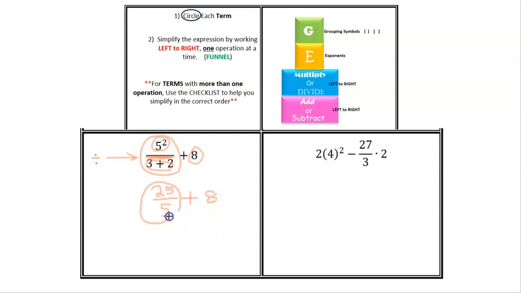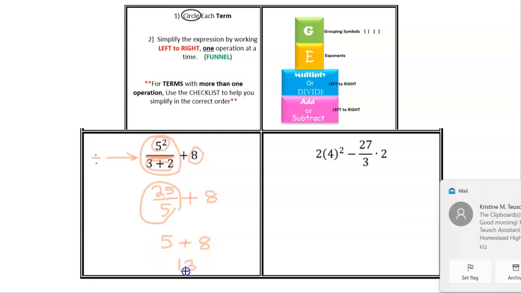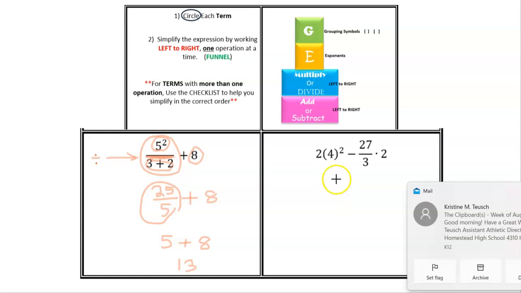Now we do this. 25 divided by 5 is 5. And we bring down the plus 8 because you got to go one step at a time, even if you know that in your head. 5 plus 8 is 13. And you've got it whittled down.